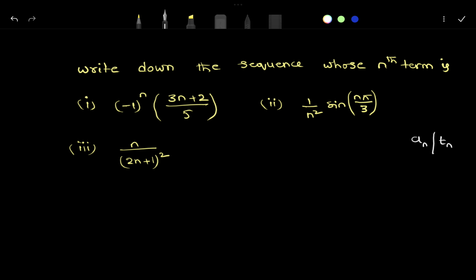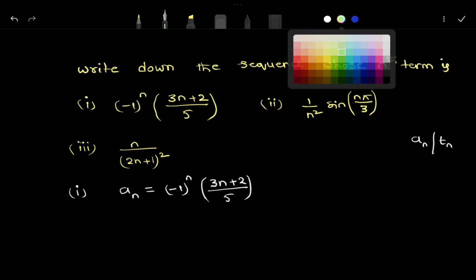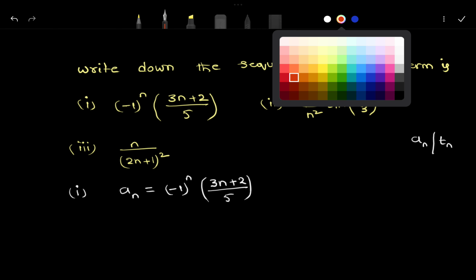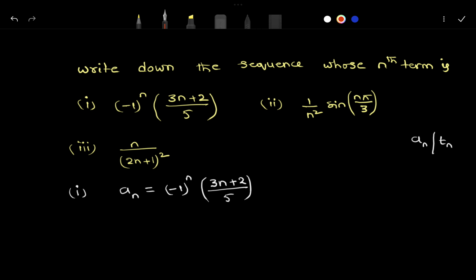Now the first question, number 1. The nth term a n is equal to (minus 1) to the power of n into (3n plus 2) whole divided by 5. This is the nth term. Now in this one you can write n equals 1.